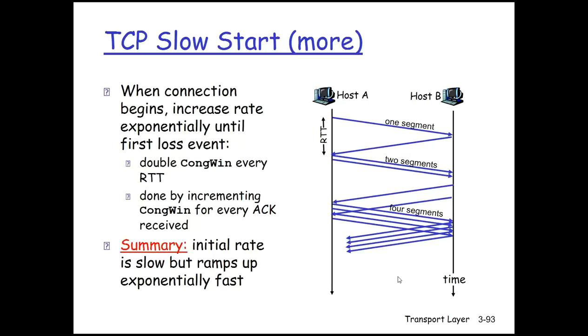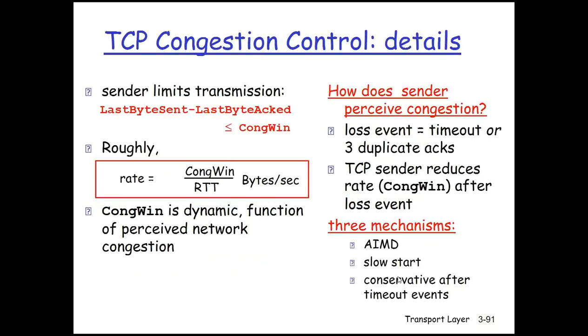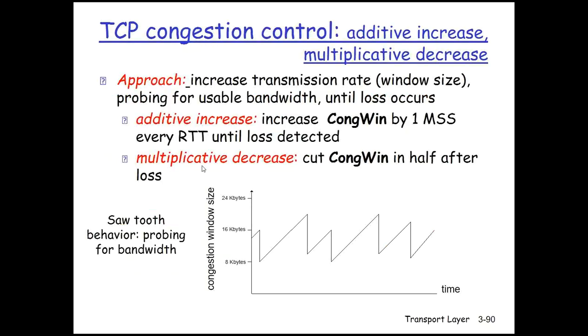And then when we have a timeout, what happens? It resends it again. Well, yeah, it's going to have to resend it, but what does it do to the congestion window in the event of a timeout? It cuts the congestion window by half. Right. It cuts it by half. So that's multiplicative decrease, we cut the window in half after a loss, okay?